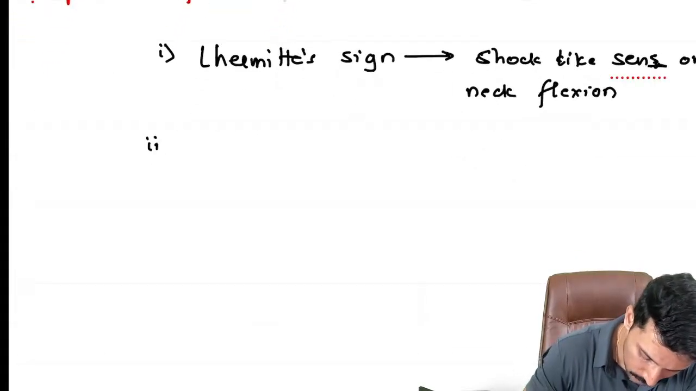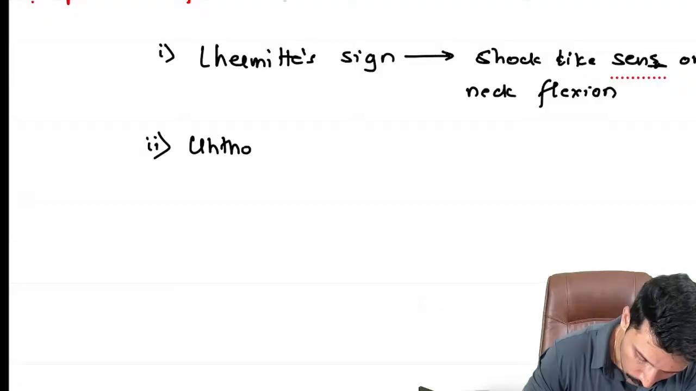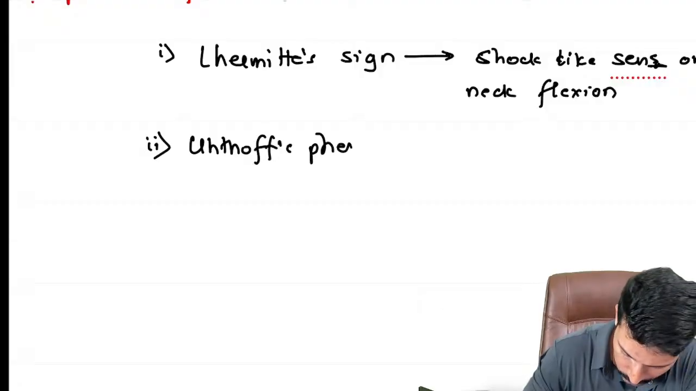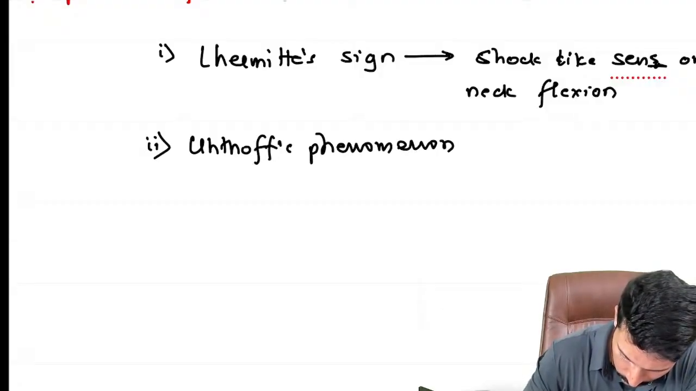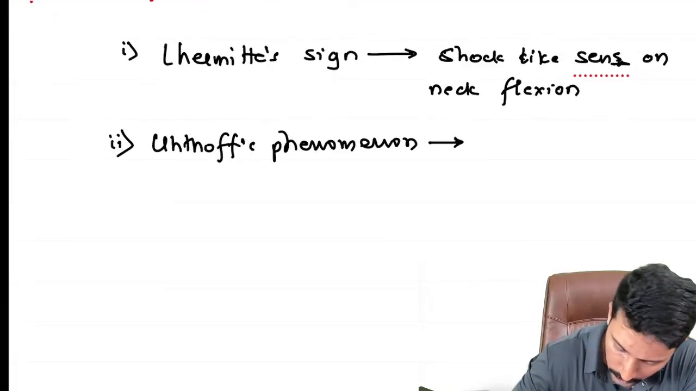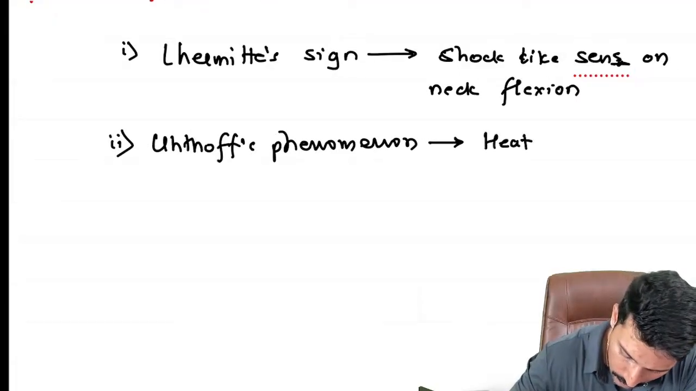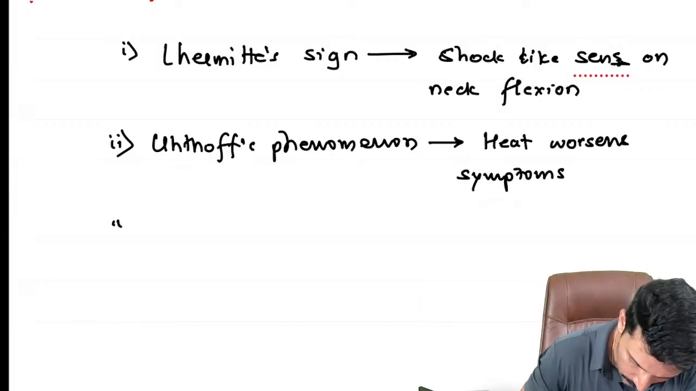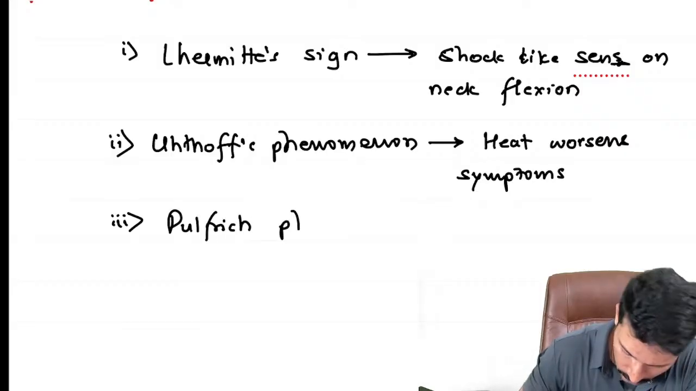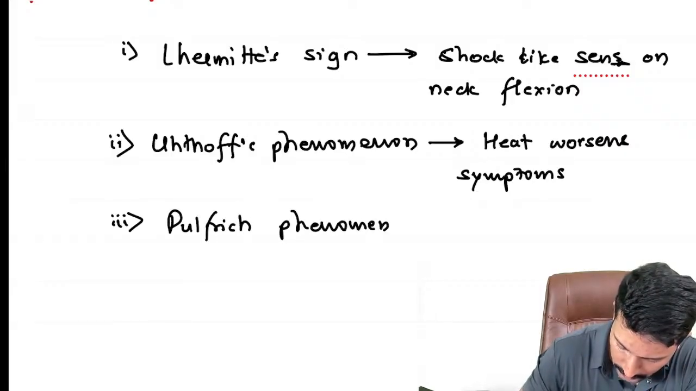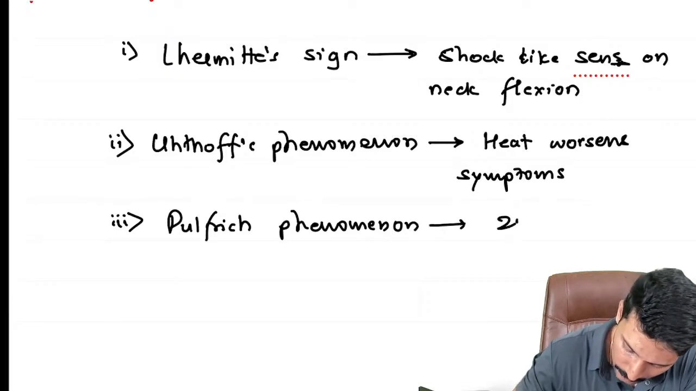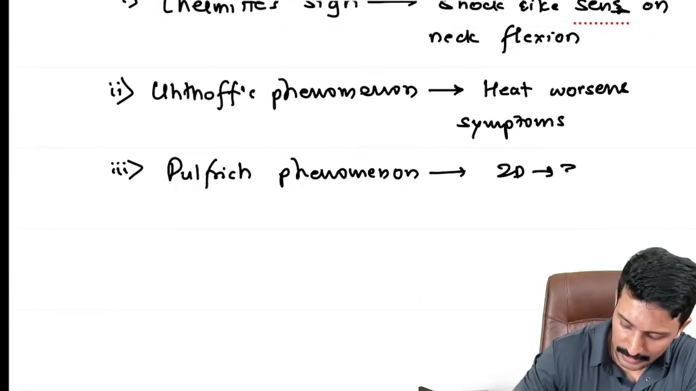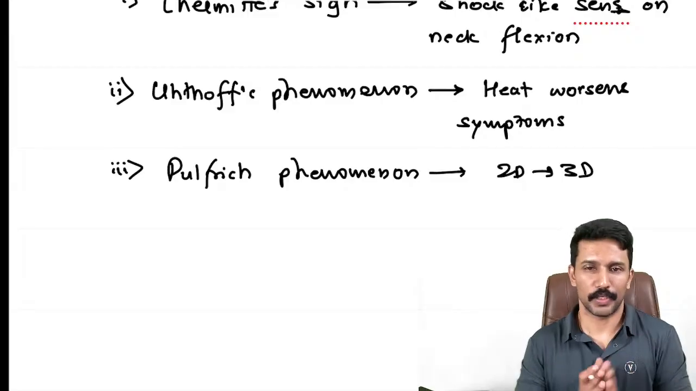Second, Uthoff's phenomenon. What does it refer to? Uthoff's phenomenon refers to heat worsening symptoms, or heat sensitivity of the symptoms. Third, Pulfrich phenomenon, where all two-dimensional events are perceived as three-dimensional. 2D to 3D perception is what we call Pulfrich phenomenon.